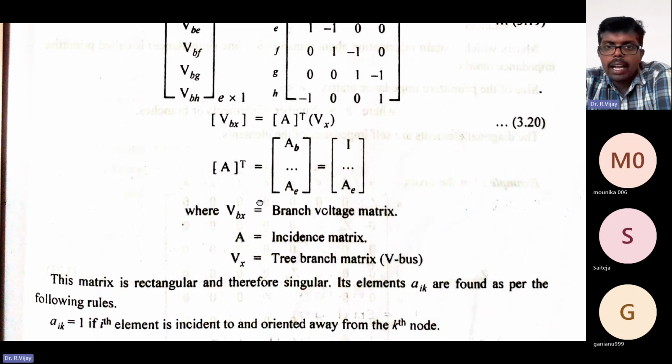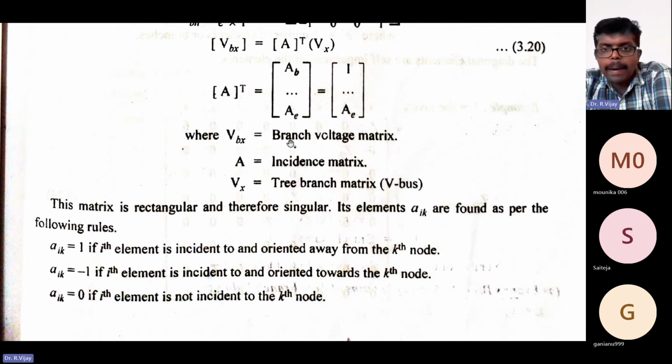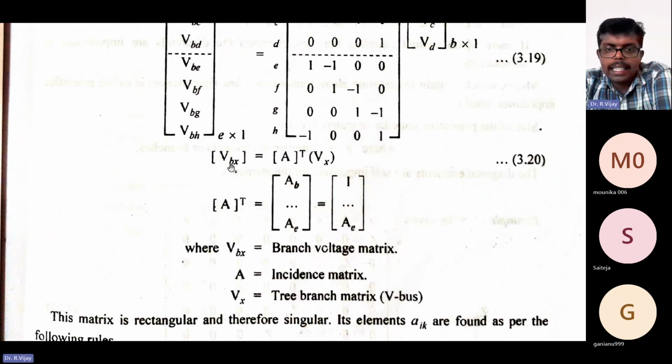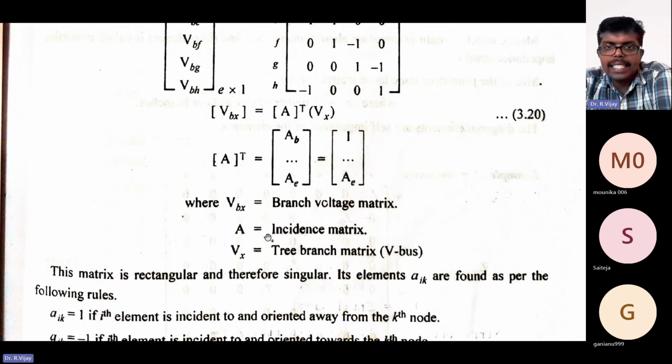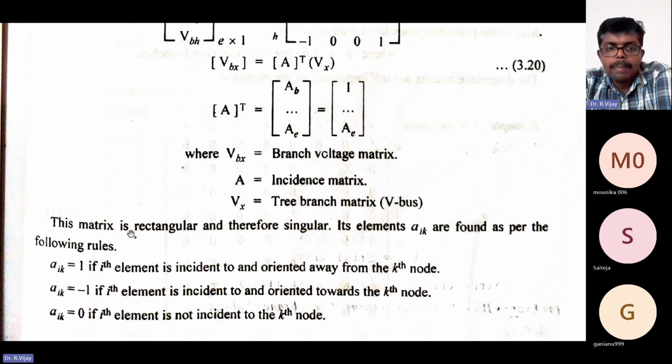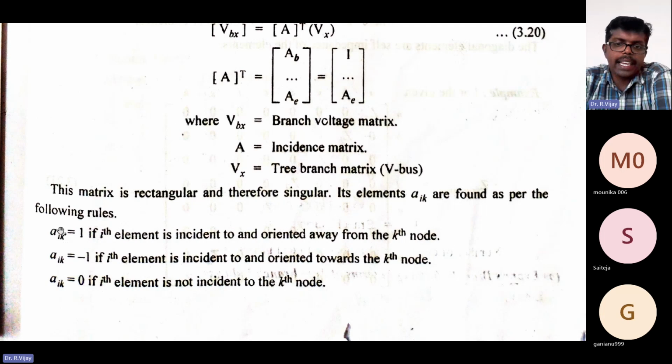Next step. What is A transpose? It is the transpose of the incidence matrix from the previous step. BX is nothing but the branch voltage matrix. A is the incidence matrix, but here we are using the transposed incidence matrix. What is VX? VX is nothing but the tree branch matrix. This matrix is rectangular and therefore singular. The elements aik can be found as per the rules, that is aik is equal to 1.